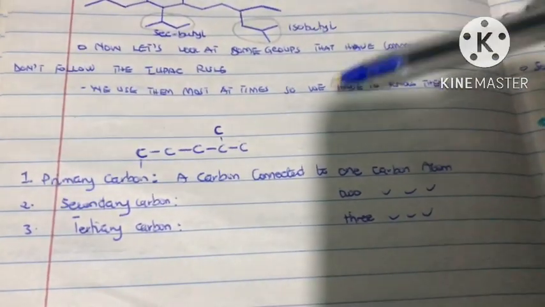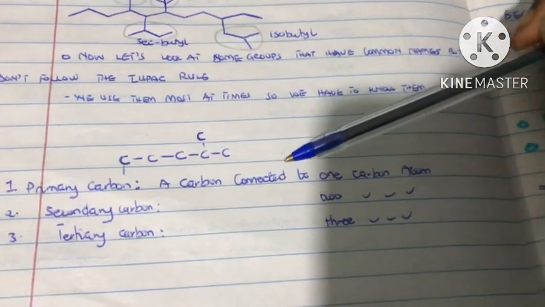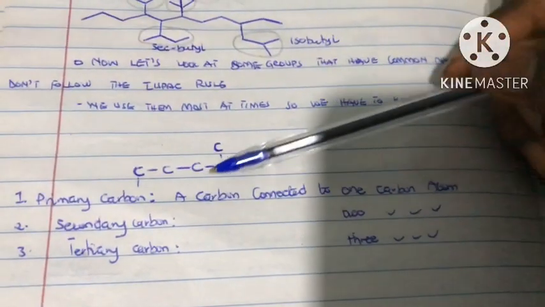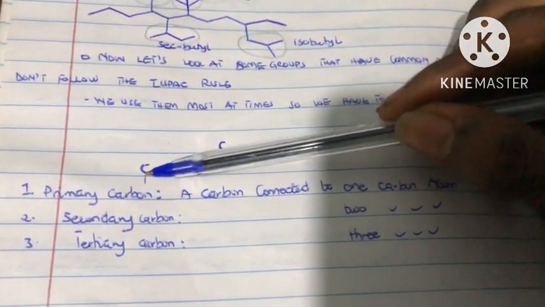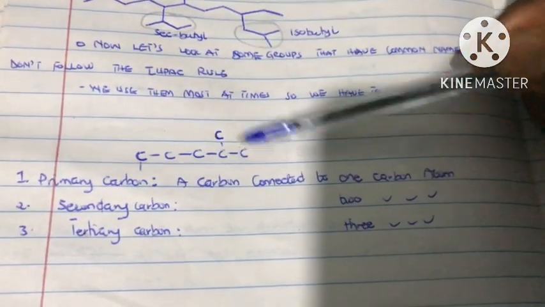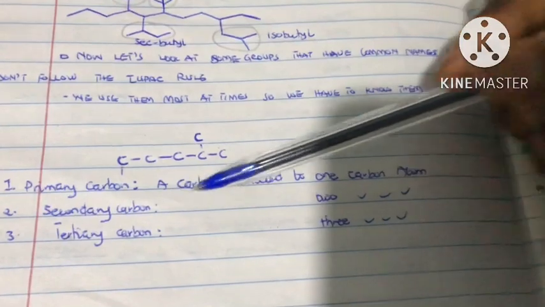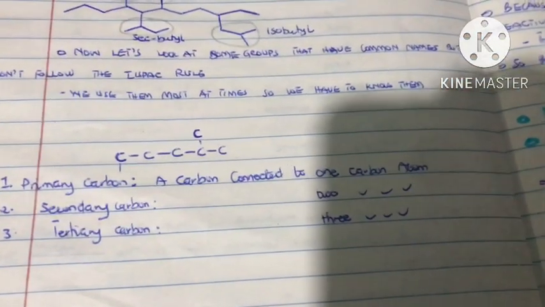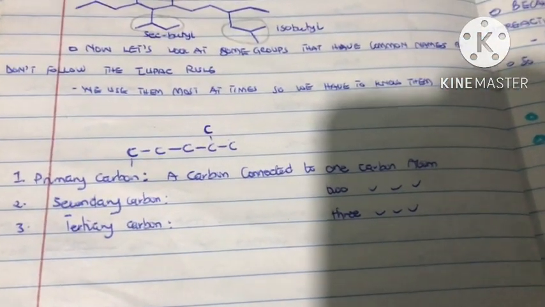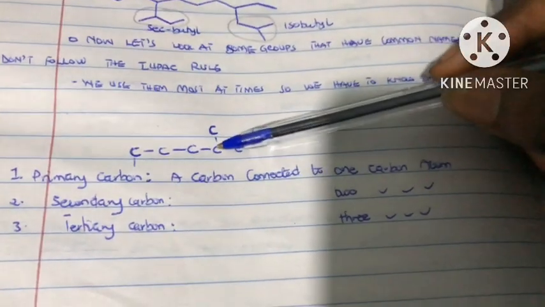For primary carbons, the carbons are connected to only one carbon. So this is a primary carbon. Understand? This is also a primary carbon because it's connected to only one carbon. Secondary carbons are connected to 2 carbon atoms. Tertiary carbons are connected to 3 carbon atoms. So this is a tertiary carbon because it's connected to 3 carbon atoms.